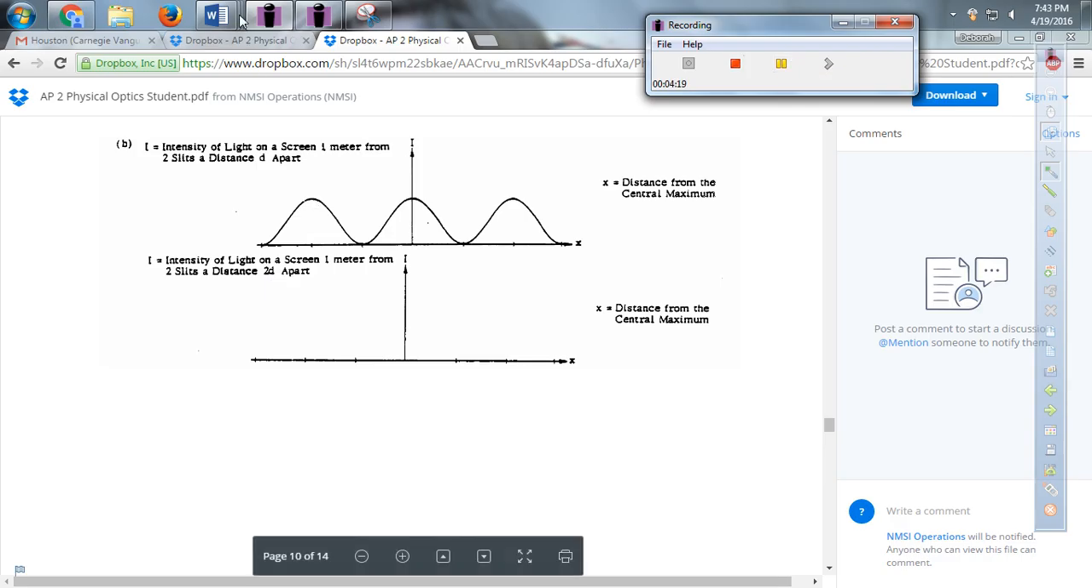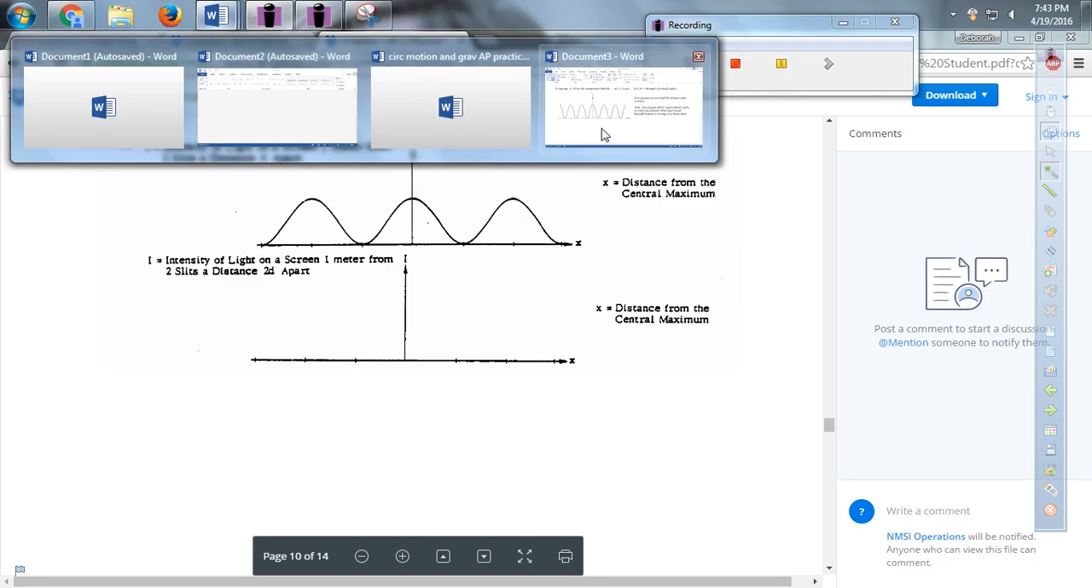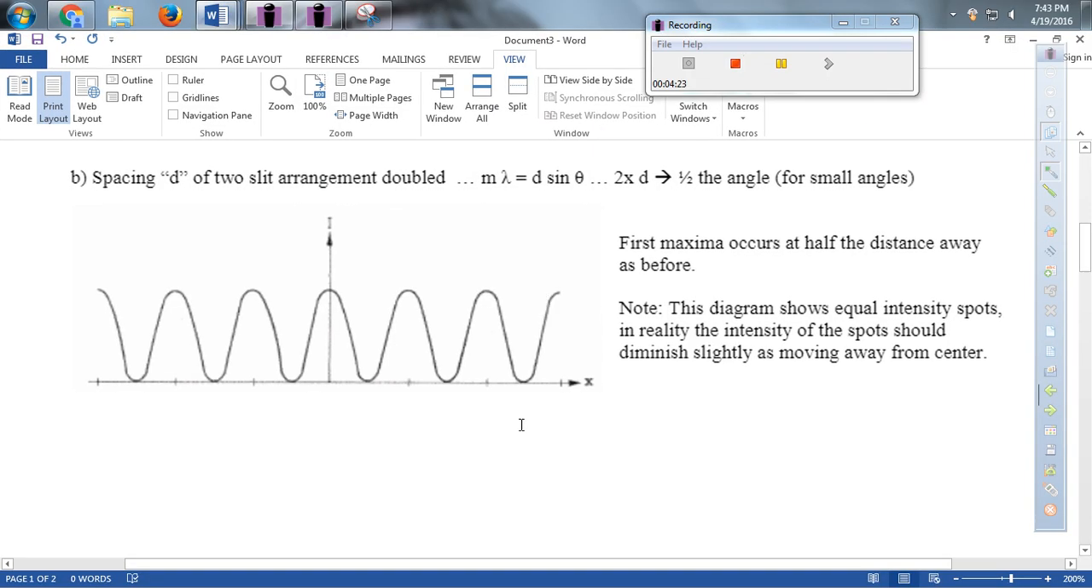All right. So again, I said, well, I can't draw a graph on my little board that I'm using, but what I can do is show you this picture of what the answer should look like. Okay, so the spacing d of the 2 slit arrangement is doubled. So what happens is this value is going to go up by twice as much, so this angle here is going to be half the size. And so the first maxima occurs at half the distance away as before, so there's my first maxima. And then I have these getting much farther apart. That's that angle that we were talking about being much wider than the other picture that I showed you. All right, so let's minimize that.